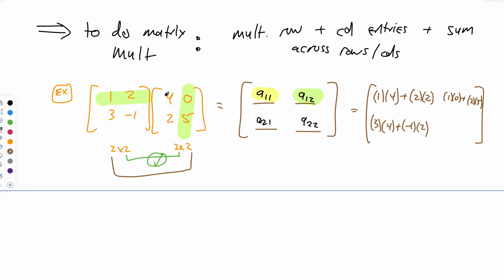Row 2, column 1: 3 and 4, and then -1 and 2, and then you add those together. Entry 2, 2 would be row 2, column 2, so that's 3 and 0, -1 and 5. 3 and 0, -1 and 5. Okay.